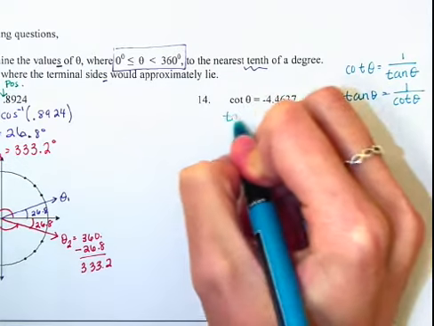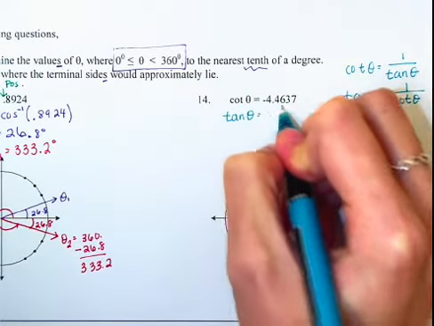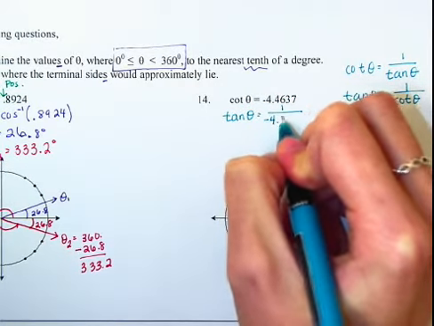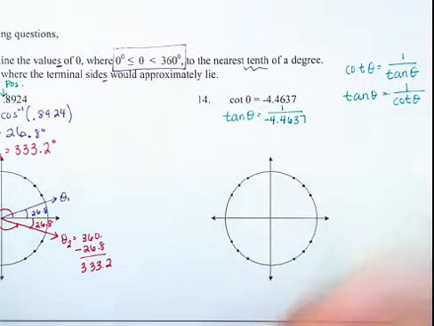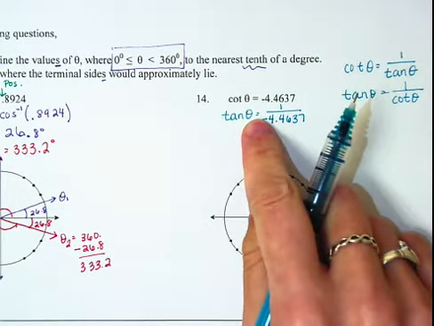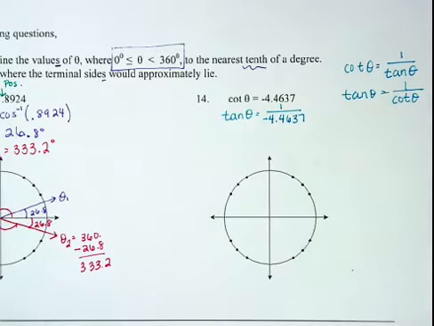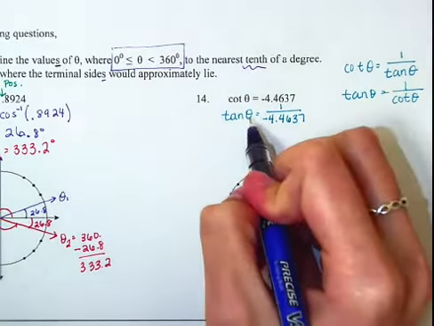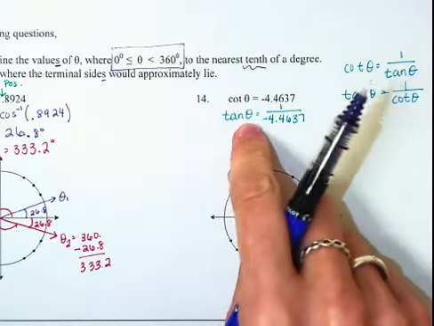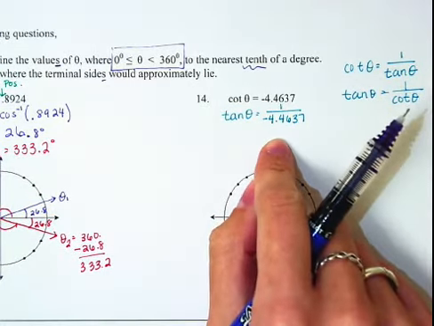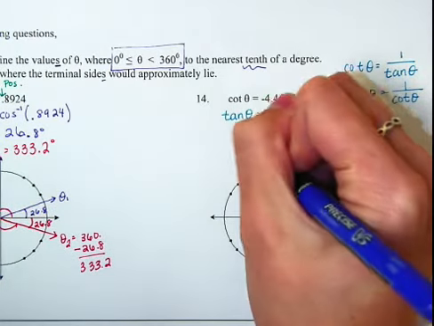So tangent is 1 over negative 4.4637. I still can't type it into the calculator the way it looks because, again, there's no equal sign. There's no theta button. There's a button that has theta on it, but that's when you're typing it into y equals. So I need to rewrite this. I'm solving for theta. I need to separate tangent and theta. To separate them, I use inverse operations. Take the inverse of both sides.